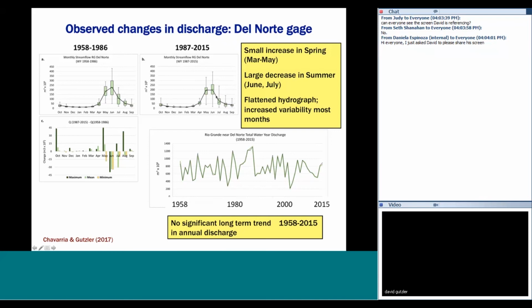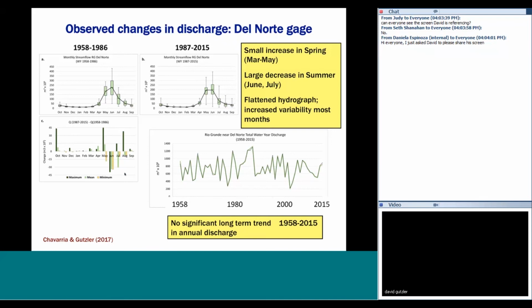So if I just compare the absolute value of flow in June and July in the early and later years, I get a change that's shown in the lower left of these bar chart curves here. I see a modest increase in the spring months of March and May, and it's that increase in the spring month flows that's compensating for the large decrease in summer flows during this period of time.